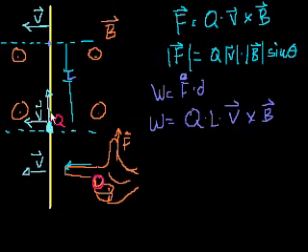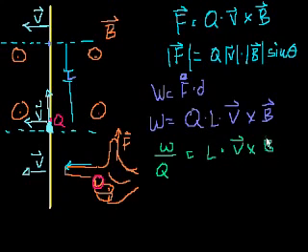Now, how much work is being done per charge? This is how much work is being done on this charge, but there might have been multiple charges, so we just want to know how much work is done per charge. So we could divide both sides by charge. Work per charge is equal to the distance times the velocity that you're pulling the wire to the left with, cross the magnetic field. This is where it gets interesting.